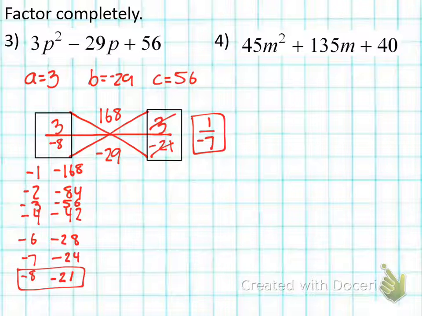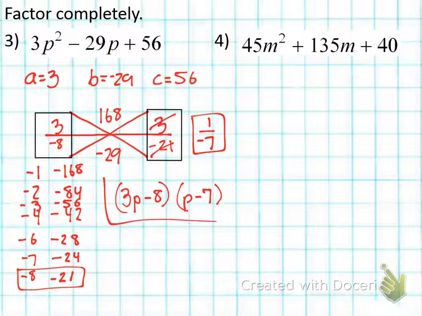So now we're going to write down our factors. We got 3. We're using p as our variable. 3p minus 8 times p minus 7. Okay? And that's it. We're all done. Yeah, it's a lot easier, right? So if you have a big one like this one, you should be using the X box. It's a lot easier, okay?